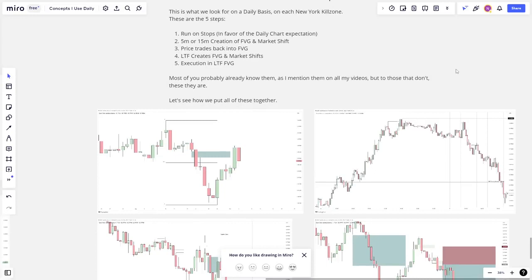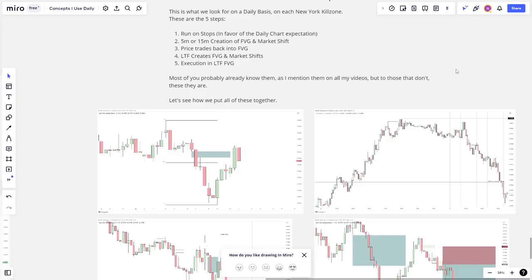Third, we'll be expecting or waiting simply for price to trade back into the fair value gap, and then expect or wait for the lower time frame to create a fair value gap and a market shift. Just exactly what we wait for in the 5 and 15 minute, we just wait for in the lower time frames, which I use only the 1 minute.